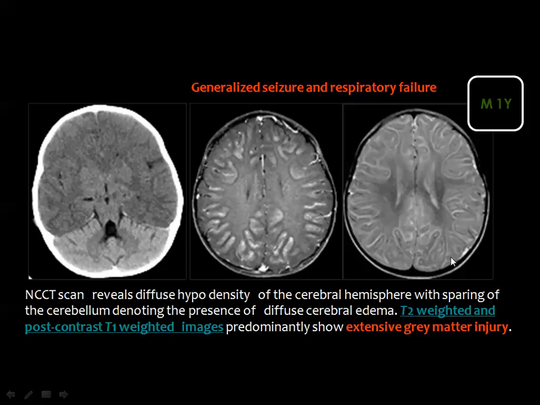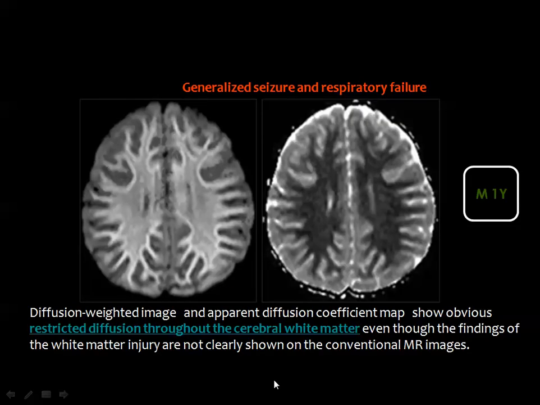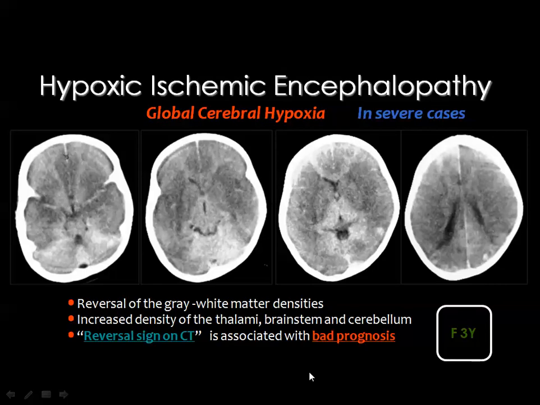If you see the post contrast image, you see the white matter is relatively myelinated and there is some abnormal enhancement in the cortex of the brain corresponding to the areas of high signal on the T2 weighted image. But if you look at the diffusion weighted images, you can see that there is considerable diffusion restriction in the white matter denoting its involvement.